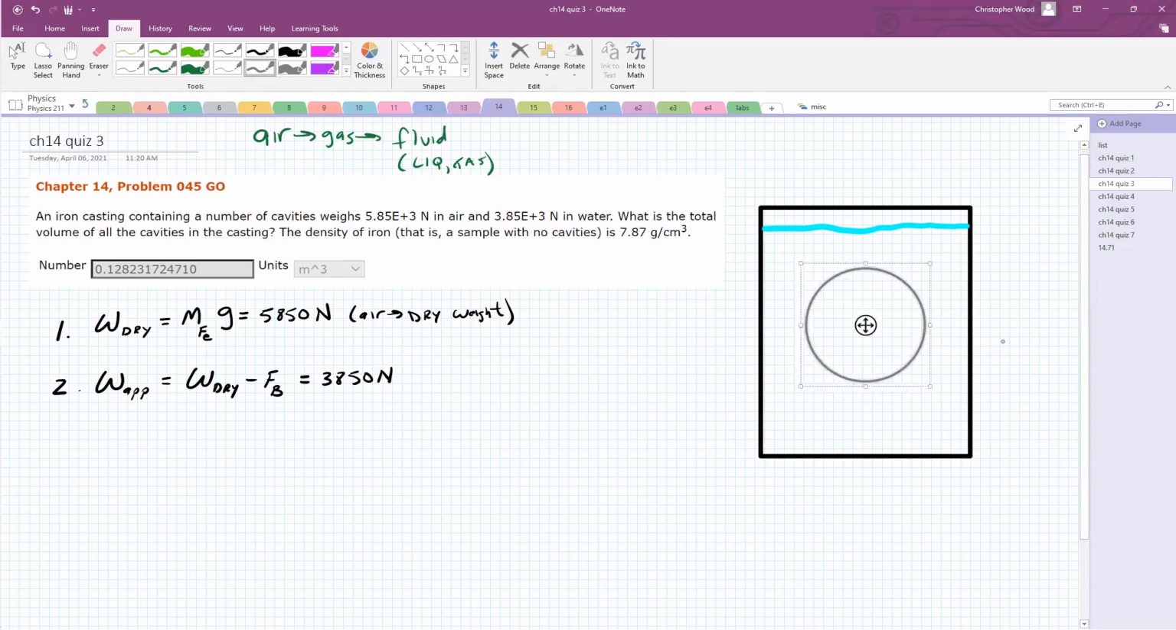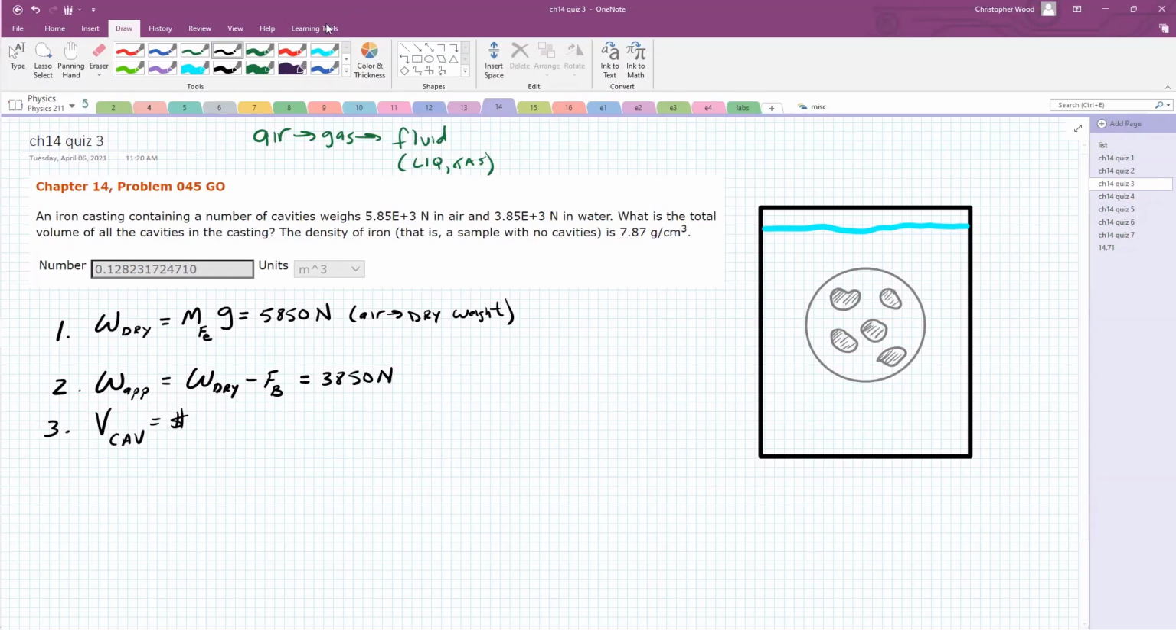Within this iron casting, there are a number of voids, a number of cavities. Just think of it like a sponge or Swiss cheese. We have some number of empty spaces, voids. It's amorphous. This is a cavity, empty space. This is empty space. All of these cavities add up to something. In fact, we have to find the volume of all those cavities. That is the dollar sign: V of all those cavities equals the dollar sign.